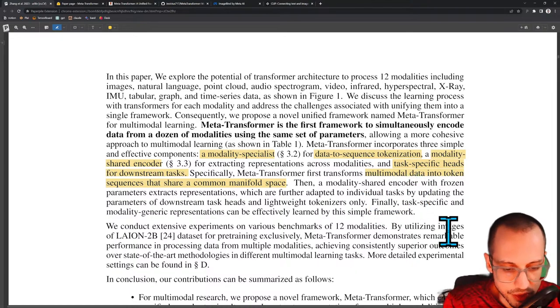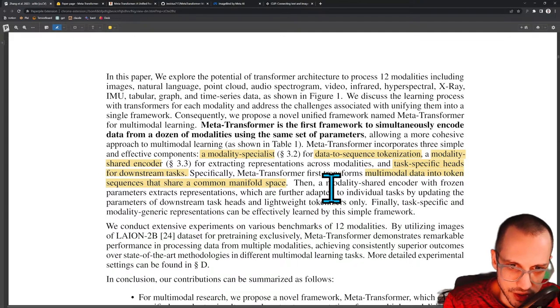I think they're kind of playing with terminology here. They might literally just have an encoder for each modality, but they just don't call it an encoder. And then they have a second encoder that encodes what the first encoders encode. Task-specific and modality-generic representations can be effectively learned.